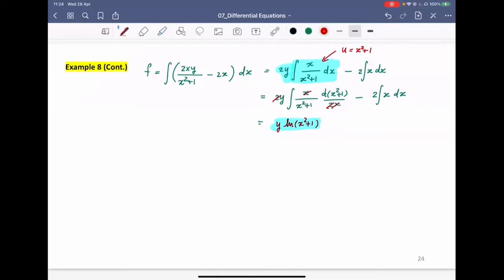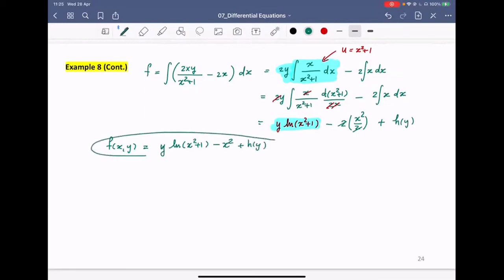And then after that, you integrate x dx, so you get x squared over 2. And do not forget, when you add some constant here, the constant is going to be a function of y. You have to be careful on that. All right, so that means your function f here is going to be, one more time, y log of x squared plus 1 minus x squared plus a function of y. This is your candidate for the function f, right?